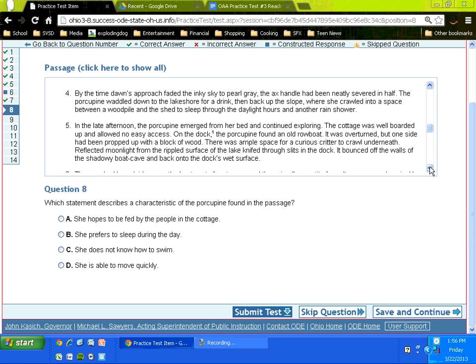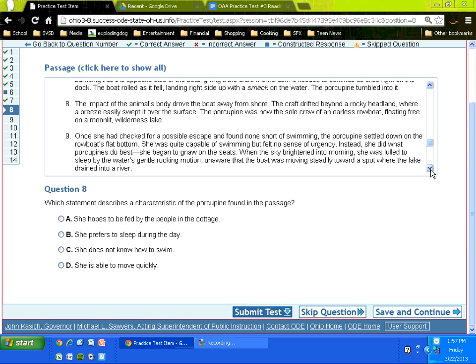Kurt, where's your disproof? Evidence from the text. I don't know, this might be the one porcupine that doesn't know how to swim, right? It could be the little porcupine that couldn't swim. Bryce. In paragraph 9. It says she was quite capable of swimming but felt no sense of urgency. Excellent. She was quite capable of swimming but felt no sense of urgency.